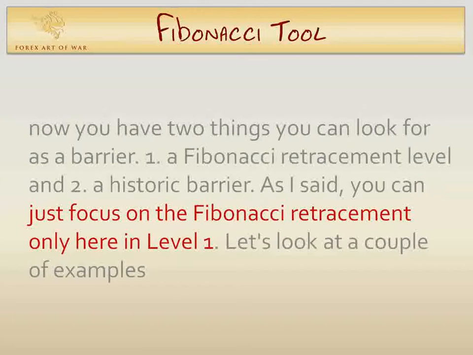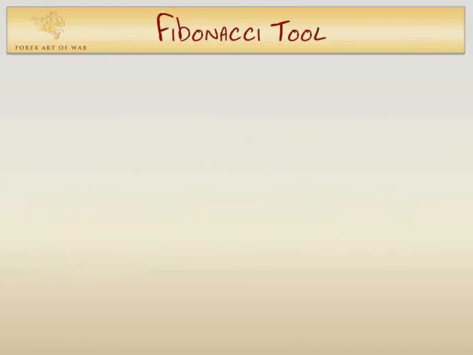Now you have two things you can look for as a barrier. One, a Fibonacci retracement level, and two, a historic barrier. As I said, you can just focus on the Fibonacci retracement only here in level 1. Let's look at a couple of examples.